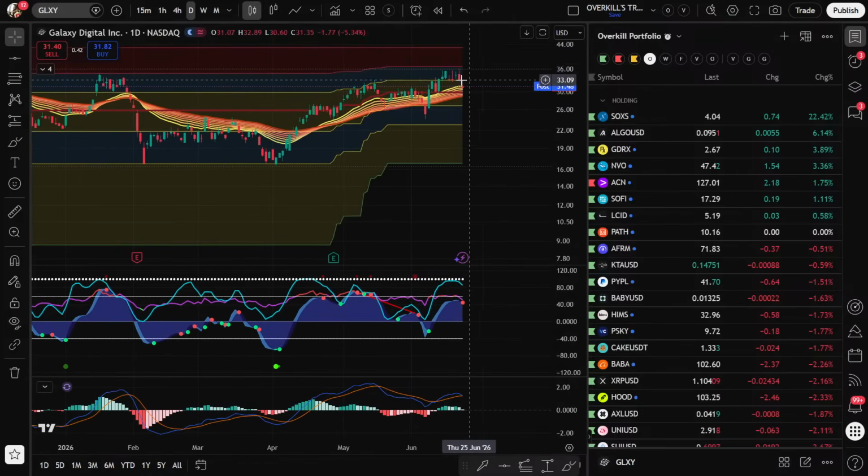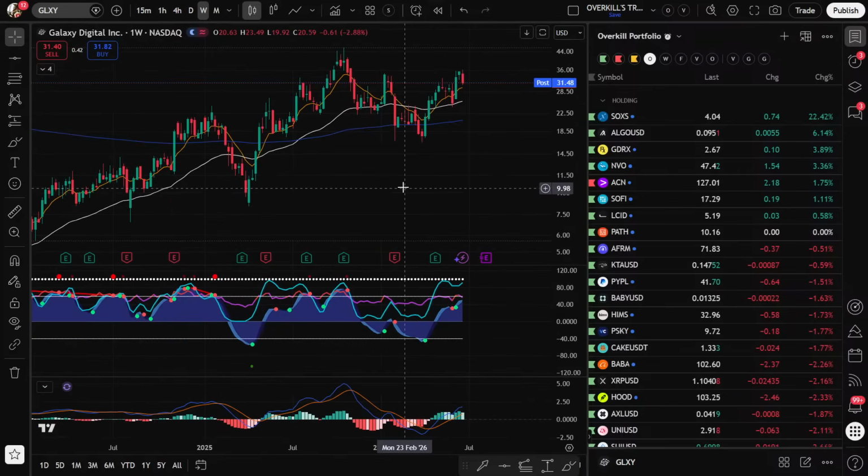Okay, it didn't quite get to the red zone, but it got pretty dang close there, and it has a red dot there on the daily chart.